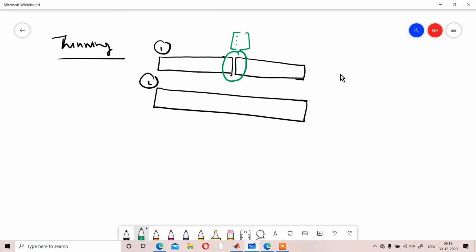Now, thinning, T-H-I-N-N-I-N-G, the thinning process. Simply, we are making the image thin. Whatever I have told you, if we visually verify two images, image 1 and 2, you can see that both images are the same, because visually it is not possible to understand whether image 1 has a gap in the middle portion or not. It is not possible to understand.